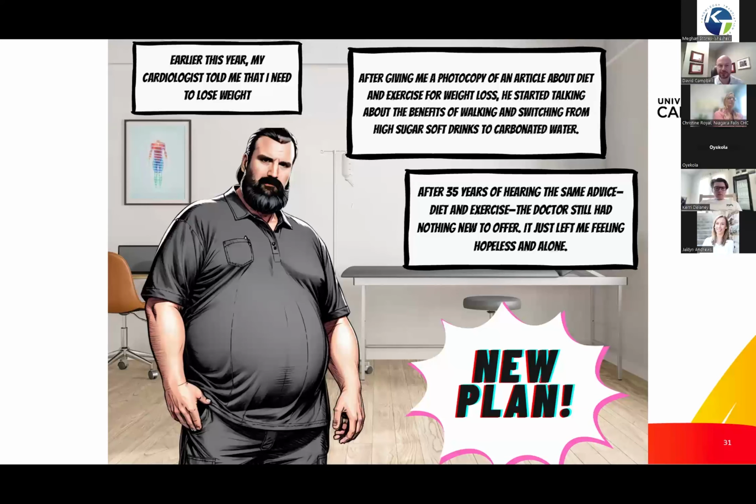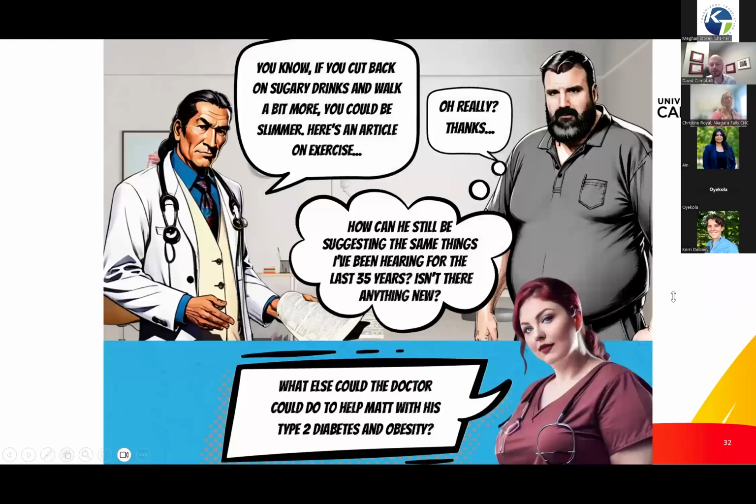And so the reflection of this gentleman illustrated says that his cardiologist told him that he needed to lose weight, and after giving me a photocopy of an article about diet and exercise, he started talking about the benefits of walking and switching from sugar-sweetened beverages to carbonated water. And the big reflection is that after 35 years of hearing the same advice, doctors still had nothing new to offer. And he says it left me feeling hopeless and alone. Again, that's kind of research data. And so what can be done about it?